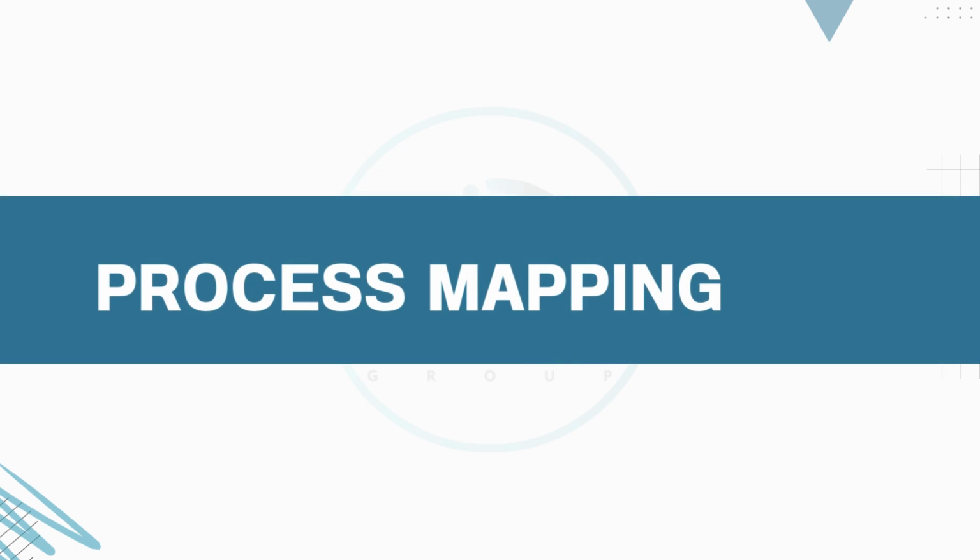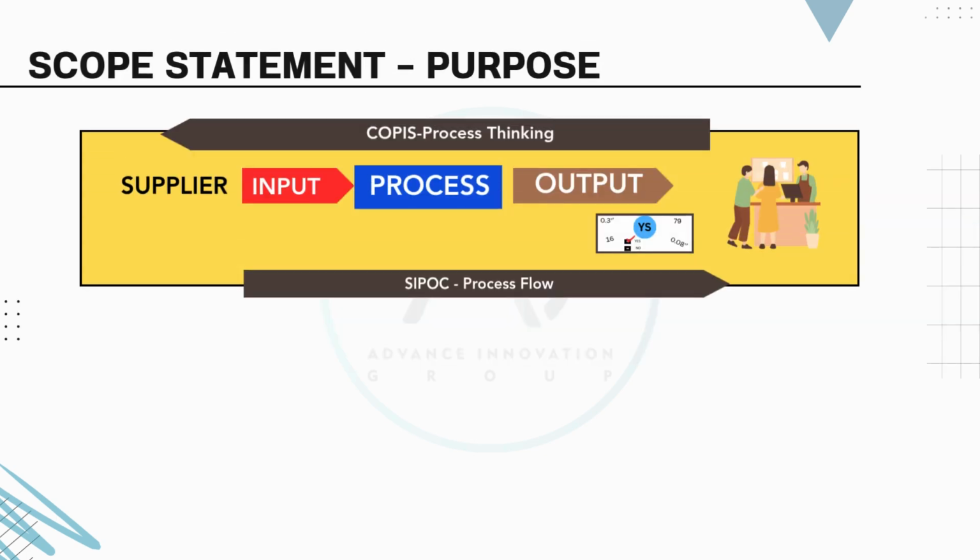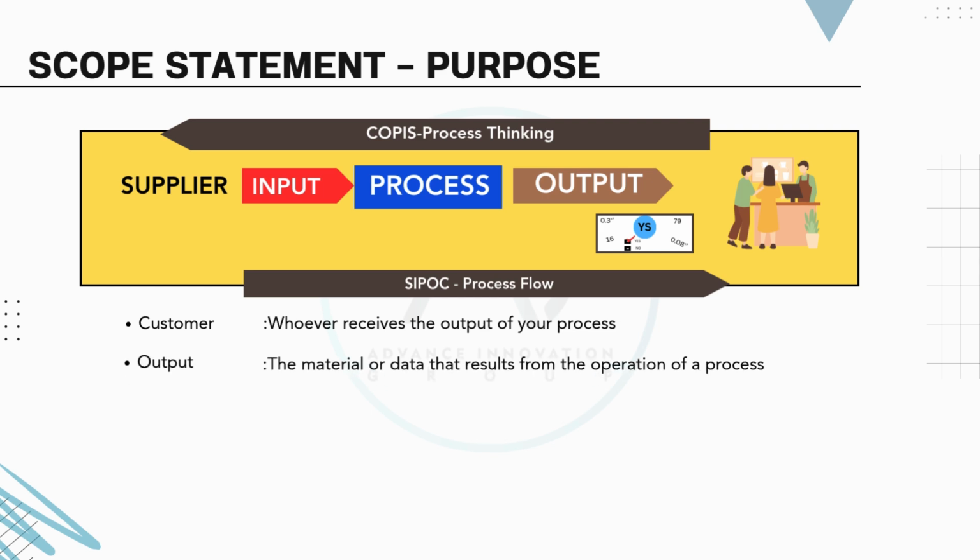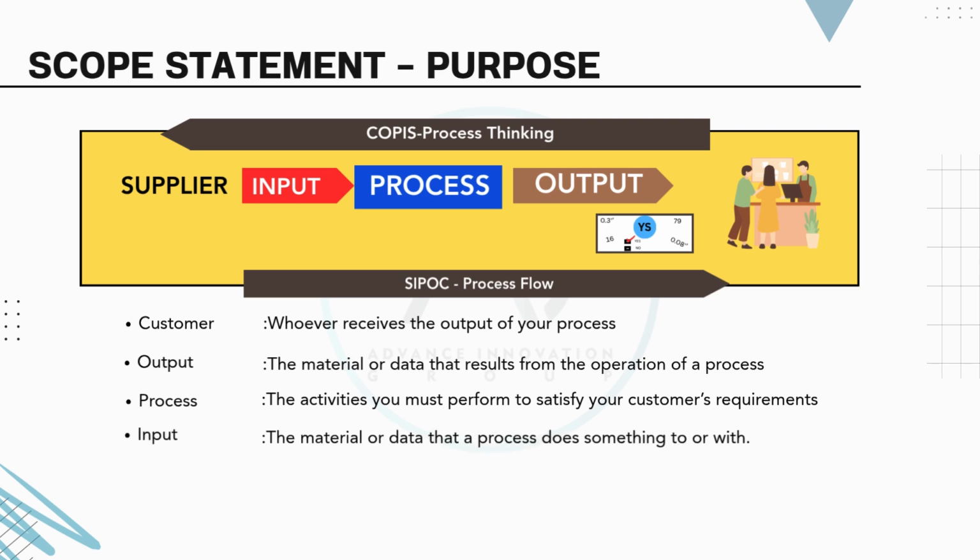Process mapping. Scope statement. Purpose. Customer, whoever receives the output of your process. Output, the material or data that results from the operation of a process. Process, the activities you must perform to satisfy your customer's requirements. Input, the material or data that a process does something to or with. Supplier, whoever provides the input to your process.